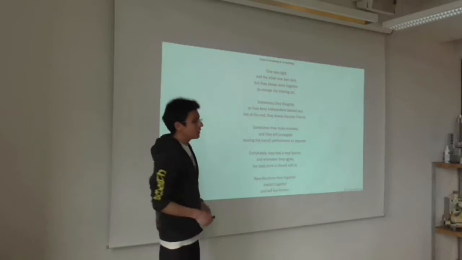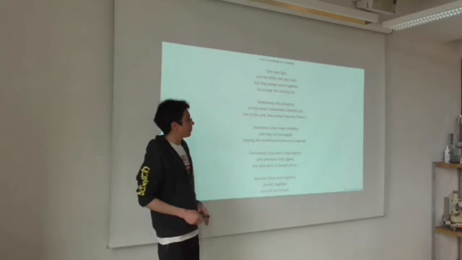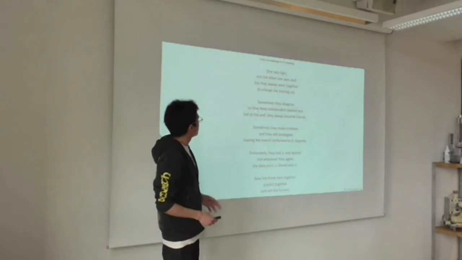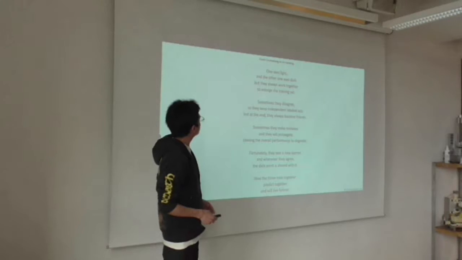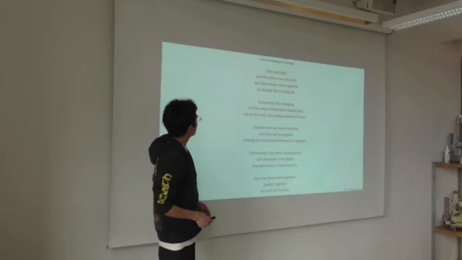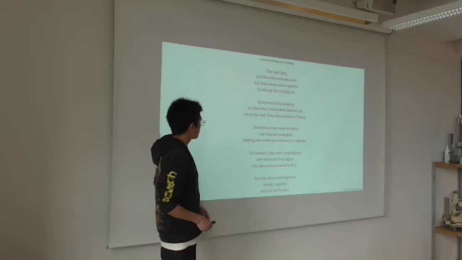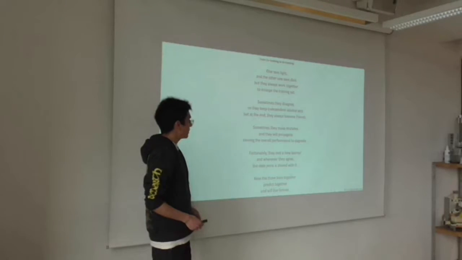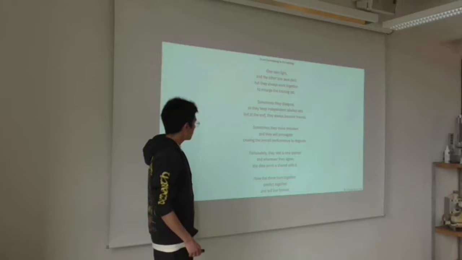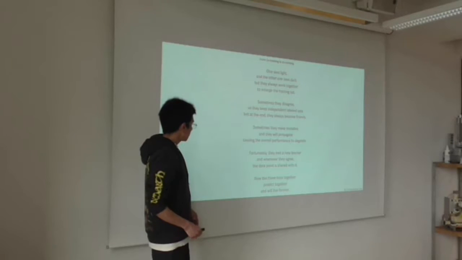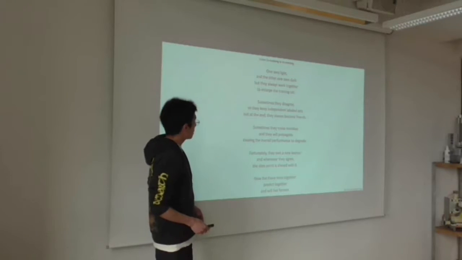So to summarize these topics, I included here kind of a poem, which is called From Co-training to Retraining, and it goes like this. One sees light, and the other one sees dark, but they always work together to enlarge the training set. Sometimes they disagree, so they keep independent labeled sets, but at the end they always become friends. Well, sometimes they make mistakes and they will propagate, causing the overall performance to degrade. Fortunately, one day they make a new learner, and whenever they agree, the data point is shared with it. Now the three train together, predict together, and will live forever.